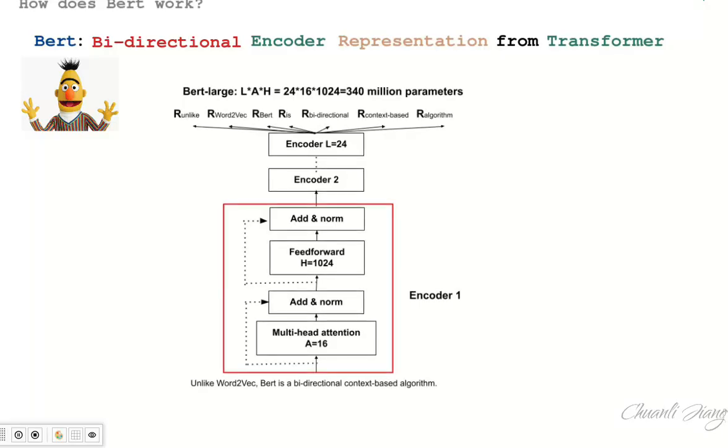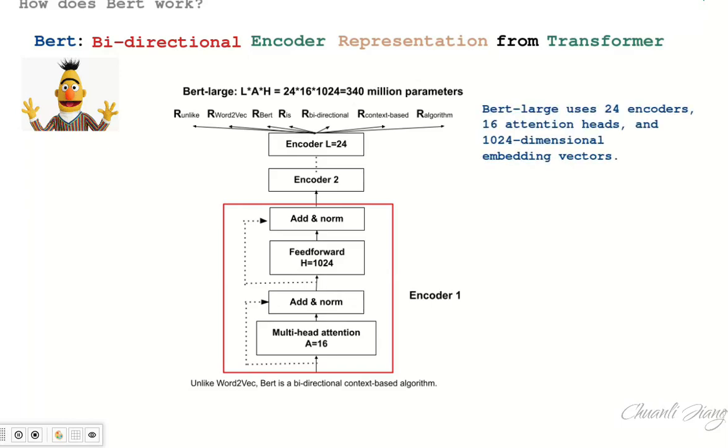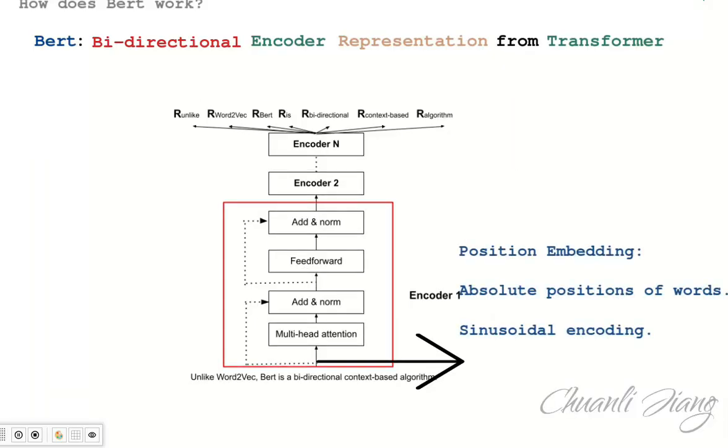BERT uses only a transformer encoder. In BERT large, for instance, the input is a composite embedding of word, segment, and position tokens. These embeddings are passed through 24 encoders, each with 16 attention heads and 1024-dimensional embedding vectors, to compute the representation of each word. Position embedding, one of the 3 input embeddings, records the absolute positions of words in a sequence. This is crucial because the position of a word significantly influences its meaning.